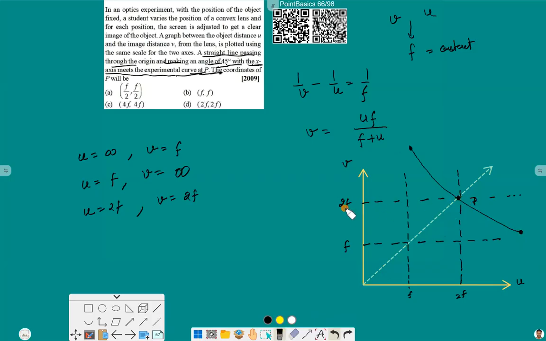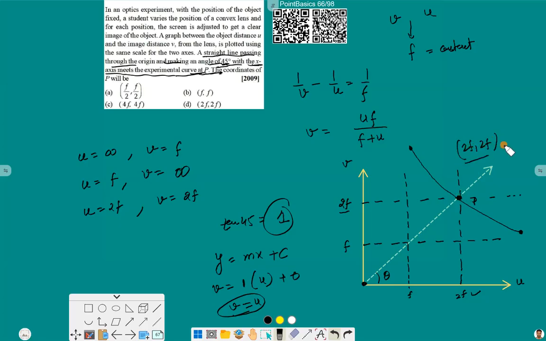Now from the diagram you can easily see this is point 2f, but we can also solve it mathematically, because here the angle is 45 degree. So the slope will be equal to 1. So the equation will be y is equal to mx plus c. Now y is v here, slope is 1, x is u, and as it is passing through the origin, c will be 0. So for this line we will have v is equal to u, and there is only one point on this curve for which we have v is equal to u, that is 2f and 2f. So the answer to this question will be option D, 2f and 2f.